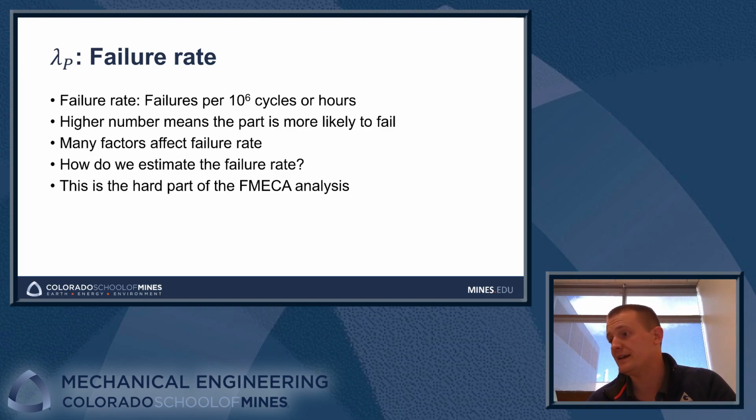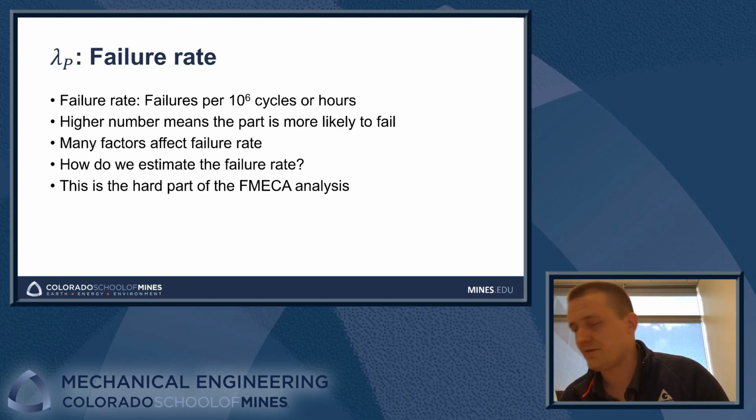All right. Next up is lambda p, the failure rate, for a particular failure mode. The failure rate is typically defined in terms of failures per million cycles or million hours of operation. If that number is higher, it means that a failure is more likely to occur, because in a given period of time you're going to have more failures.